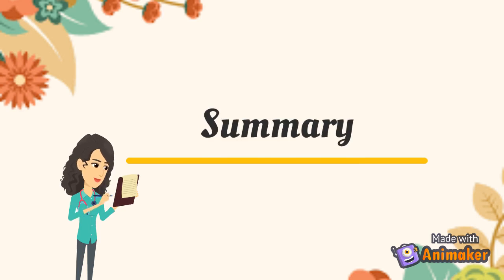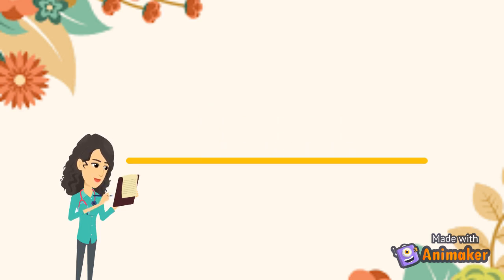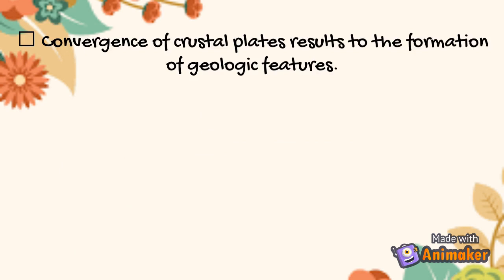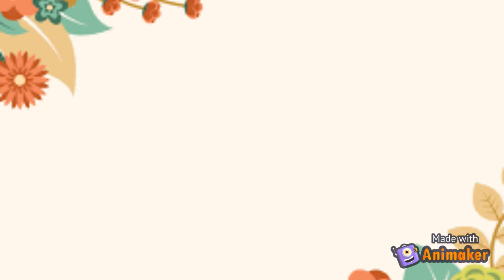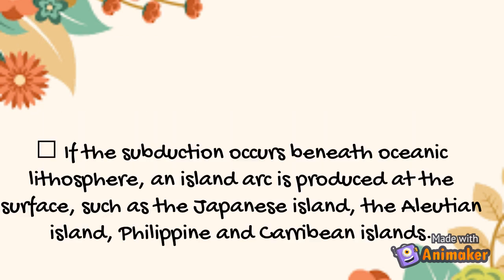Now, let us summarize what we have learned for today's lesson. Convergence of crustal plates results in the formation of geologic features. High mountains form when continental plates collide. If the subduction occurs beneath oceanic lithosphere, an island arc is produced at the surface, such as the Japanese islands, the Aleutian Islands, Philippine and Caribbean islands.